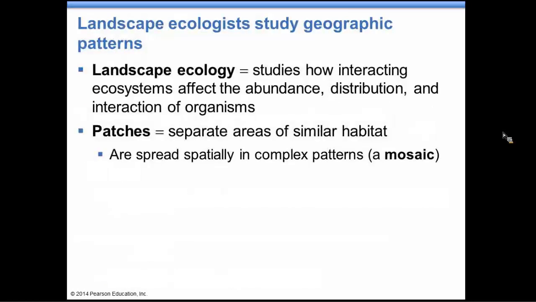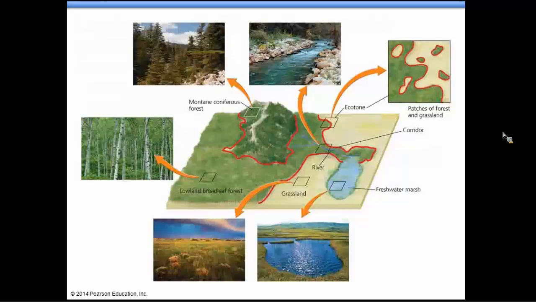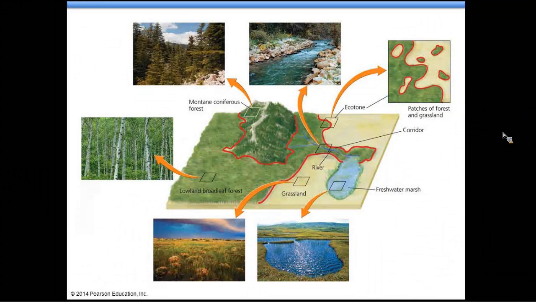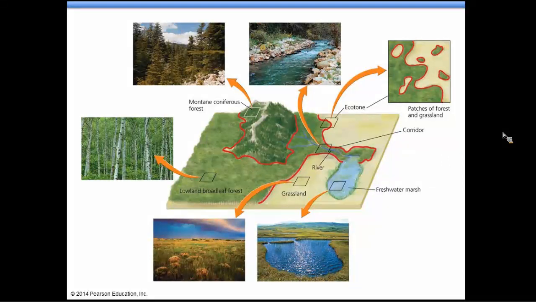So landscape ecologists study geographical patterns, and landscape ecology is a broad-scale study of how landscape structure affects the abundance, distribution, and interaction of the organisms within. A landscape is made up of a spatial array of patches spread over the landscape in a mosaic or complex pattern. Here we have an example where we have a couple patches of different ecosystems such as grassland, river, and ecotone, and they all come together to form a mosaic of this larger ecosystem that we might want to look at.